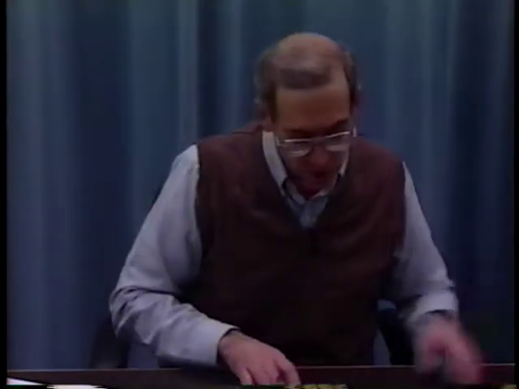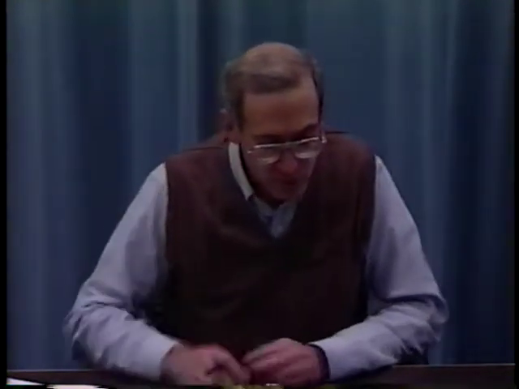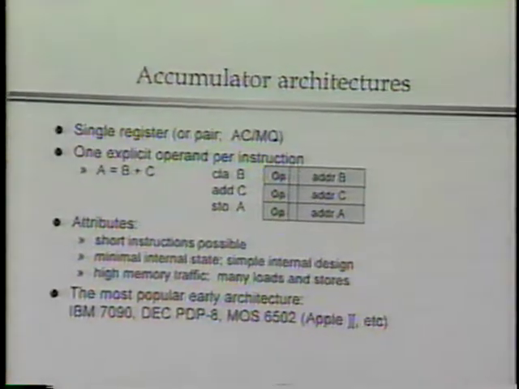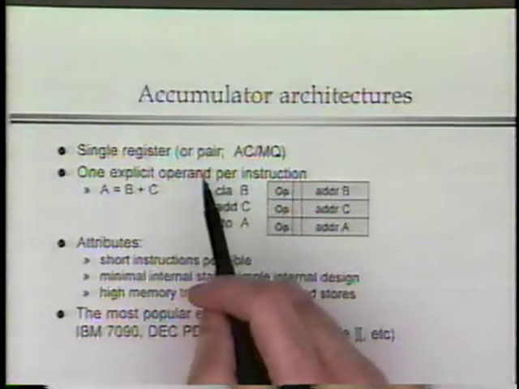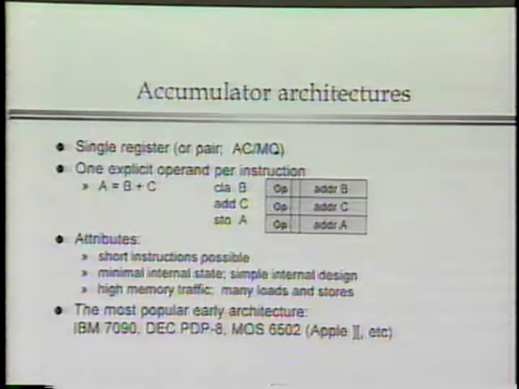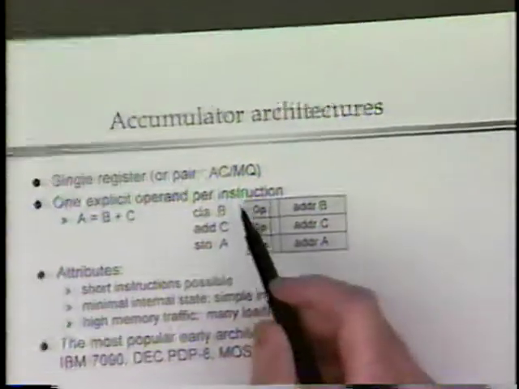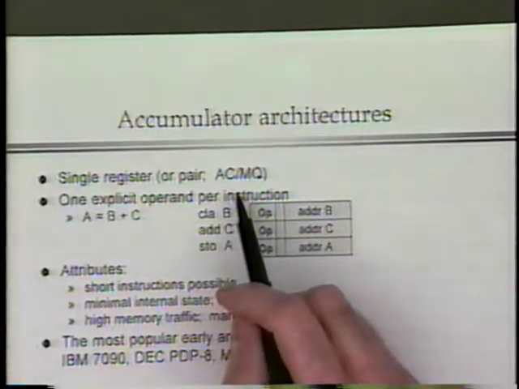Let's look at one at a time the various instruction architectures with respect to how they treat temporary operands. The accumulator architectures were the original old machine type architectures. There was typically a single register for holding temporary results. Often, in fact, there was a pair of registers, but they had special purpose functions.